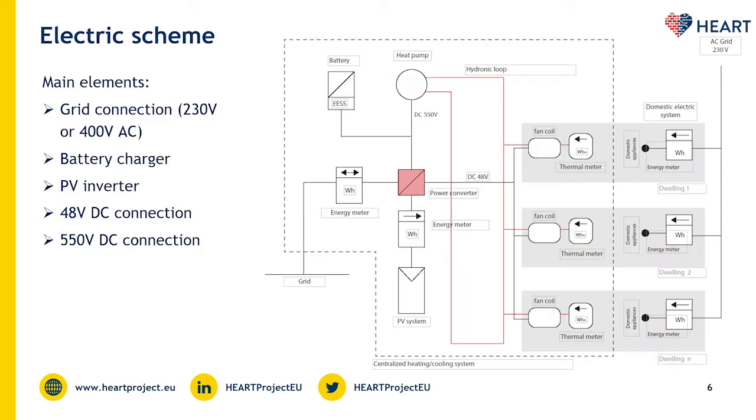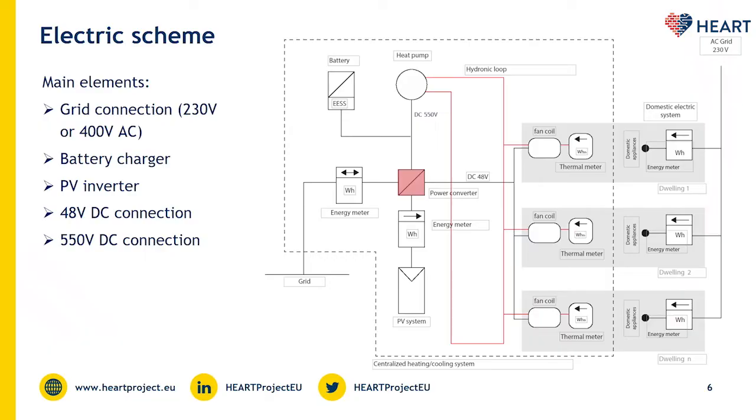More in detail, the MIMO converter can power DC appliances at 48 volts in the case of smart fan coils, or at 550 volt in the case of the heat pump, using three different sources that are the photovoltaic system, the battery, or the grid.